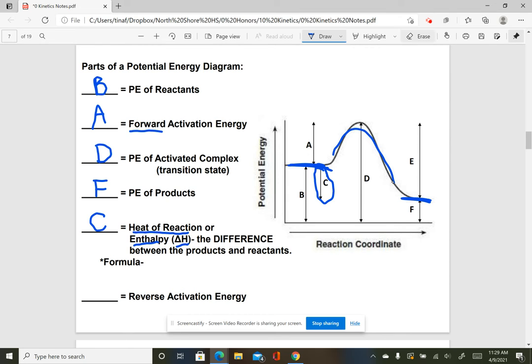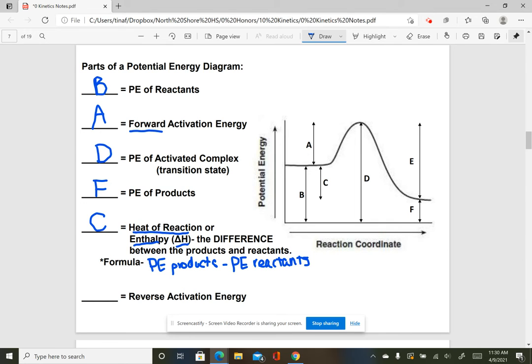Now, if I'm looking at a difference, guys, I want to know how I would calculate this difference. So difference is subtraction. And it's a very, very important formula for you to remember, that you always want to do the PE of the products. That has to come first, minus the PE of the reactants. If the y-axis was numbered, you might actually have to calculate this by subtracting those two numbers. But for some reason, the chemistry Regents loves to ask you this formula. Not do anything with it, just what is the formula? And you have to know that it's products minus reactants in that order.